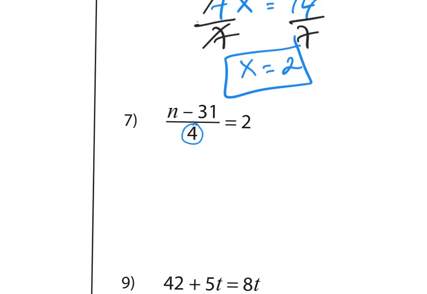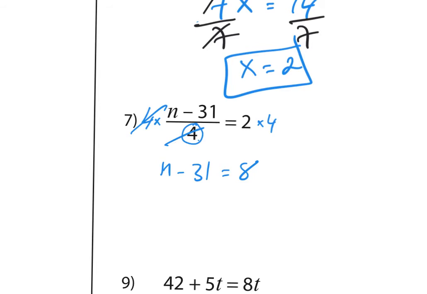So we're just going to multiply by 4 on both sides. We're going to multiply by 4 on both sides. And we can just cancel 4 with 4, right? Because 4 is a numerator here, and here we have a denominator. So that's going to be n minus 31 equals 8.